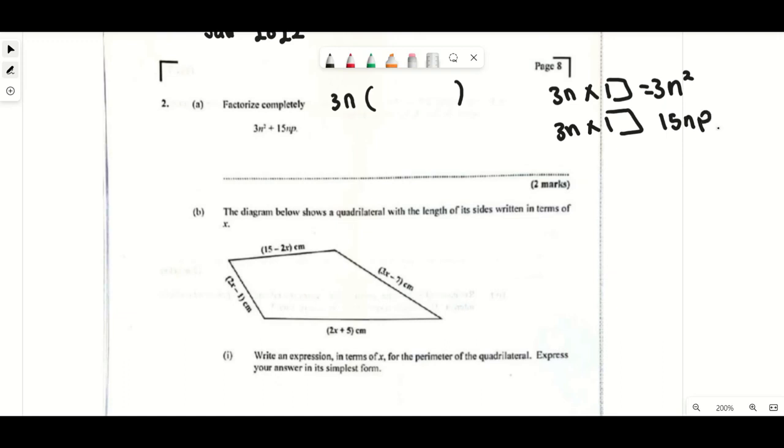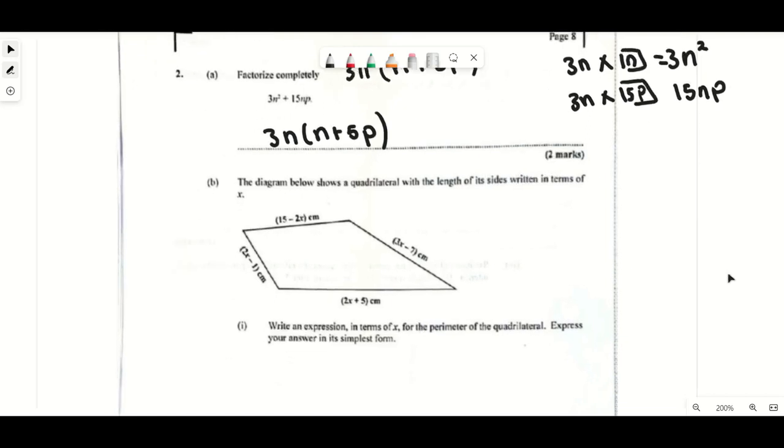So 3n by n will give you 3n squared, and let's deal with the numbers first. 3 by what would give you 15? 3 by 5, right? And then n by what would give you np? N by p. So we know that your term in the bracket is n plus 5p. And this would be a factorization: 3n open bracket n plus 5p close bracket. That is the answer for your first question.